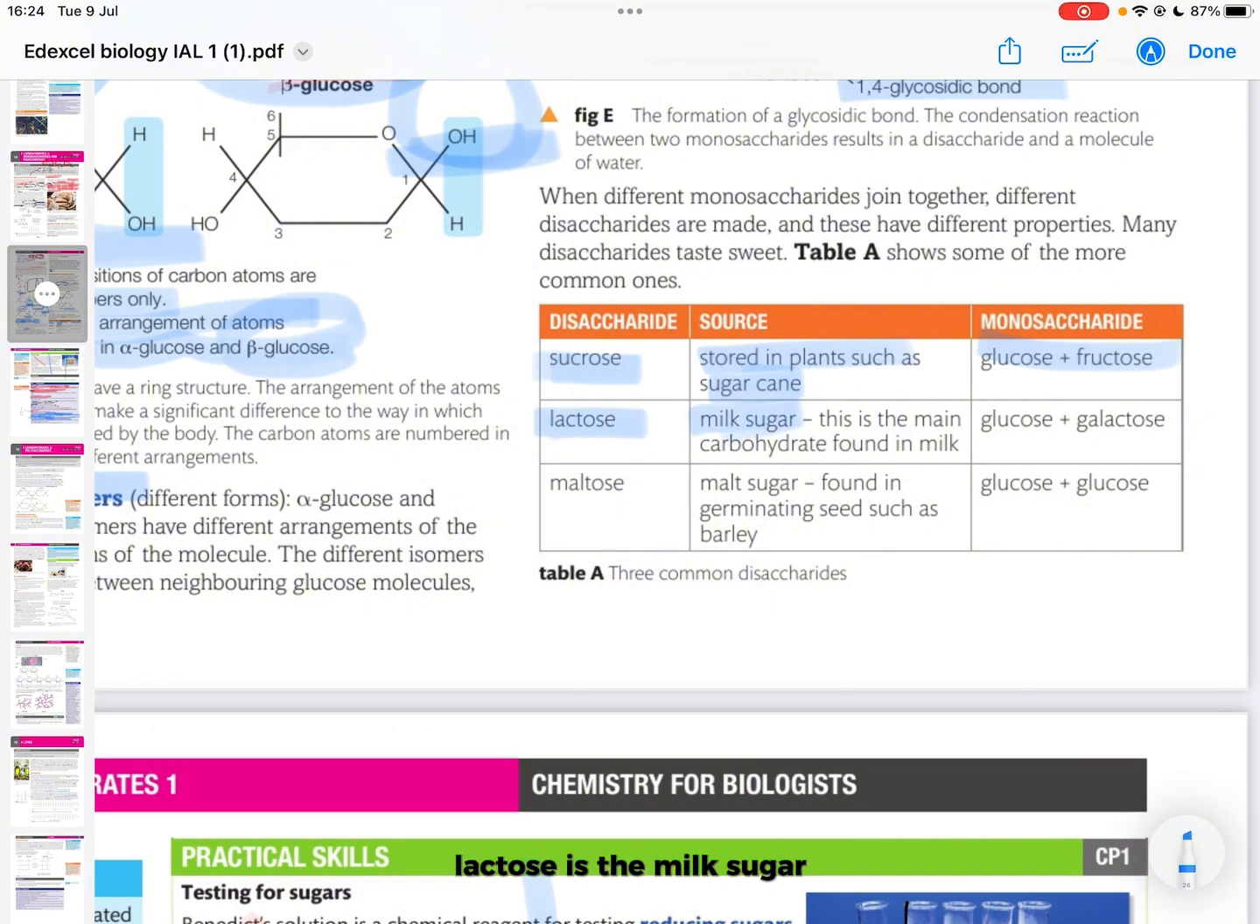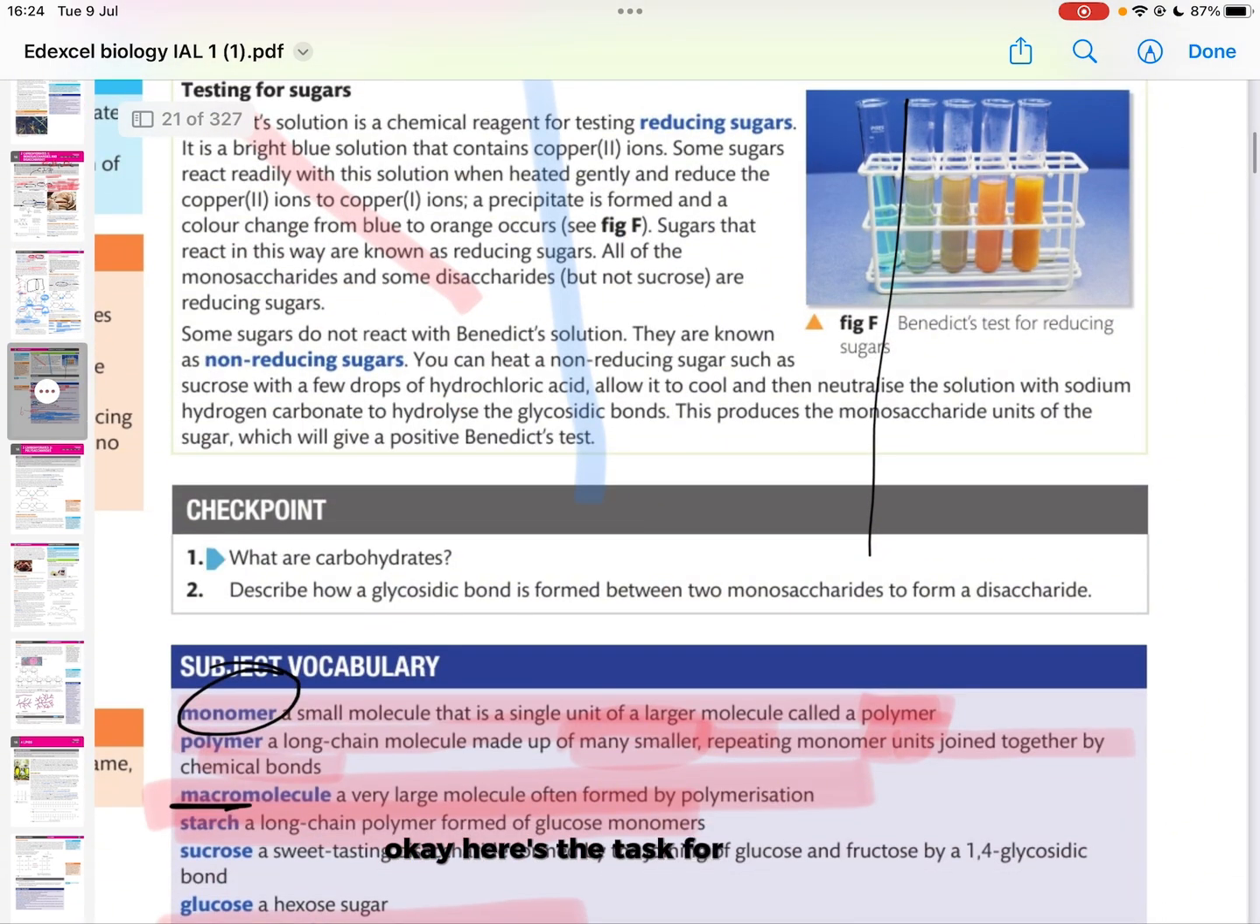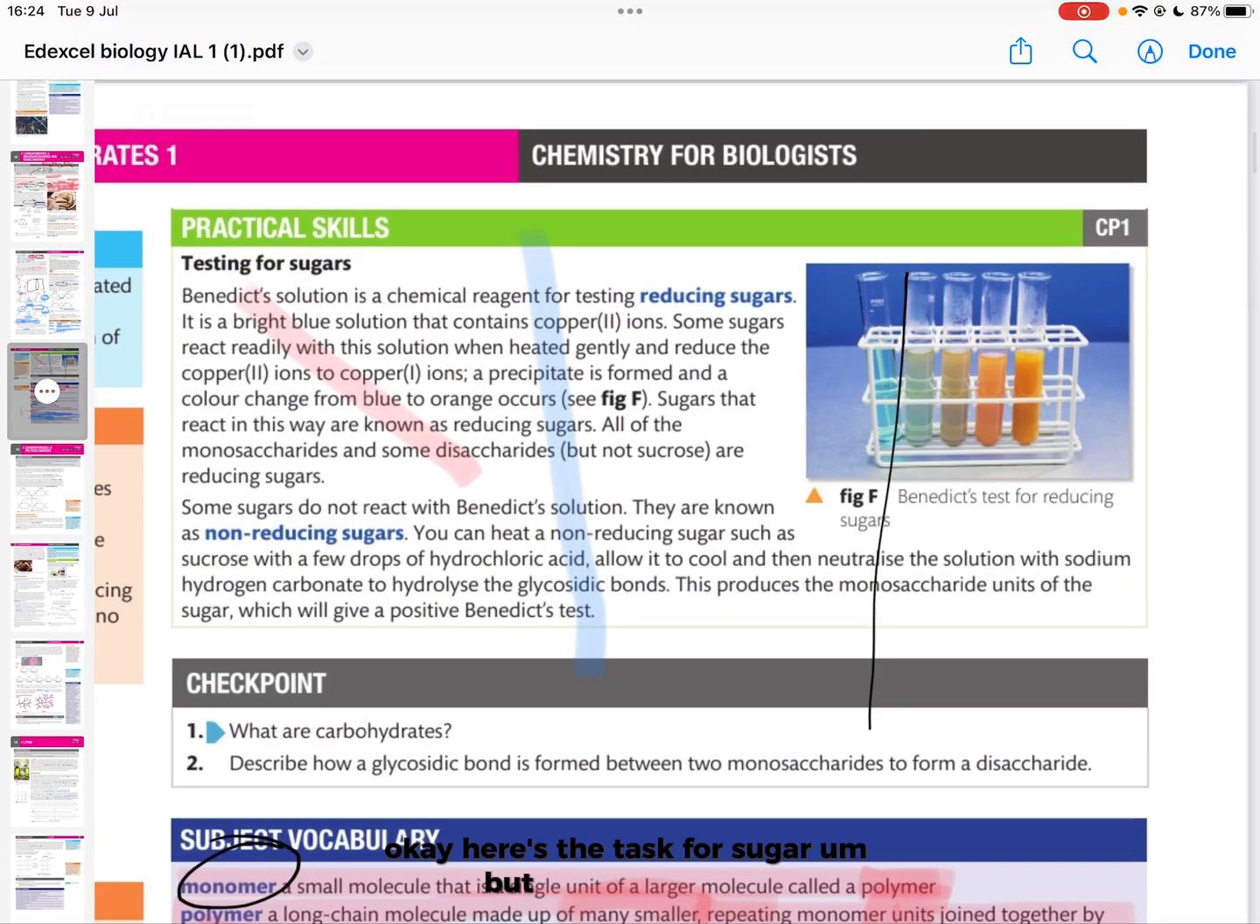Lactose is the milk sugar. It's made of glucose and galactose, and this is the main carbohydrate found in milk. Maltose is basically the malt sugar, and it's glucose plus glucose, and it's found in germinating seeds such as barley. Okay, here's the test for sugar, Benedict's solution, etc.